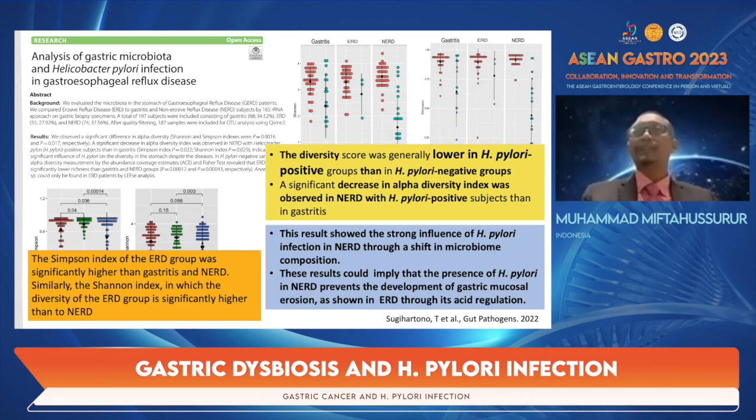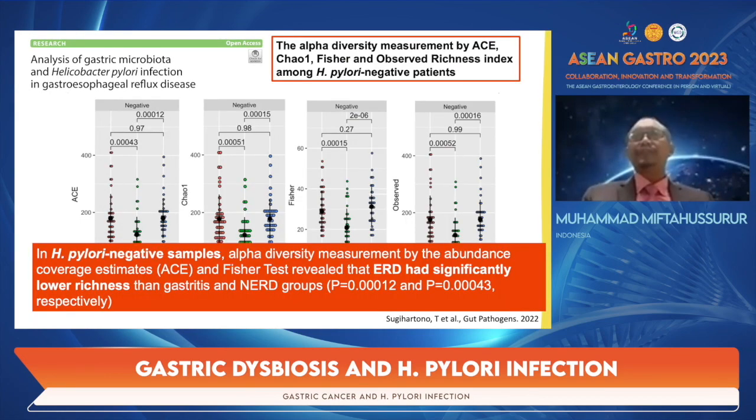of course, similarly in the Shannon index. This figure depicts the analysis result of the H. pylori negative group and the alpha diversity measurement by the abundance coverage estimates, and the Fisher test revealed that ERD has significantly lower richness than gastritis and also NERD groups.